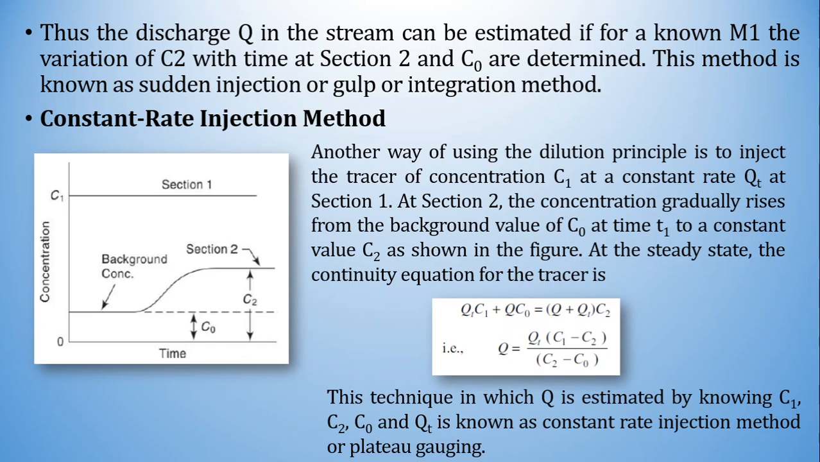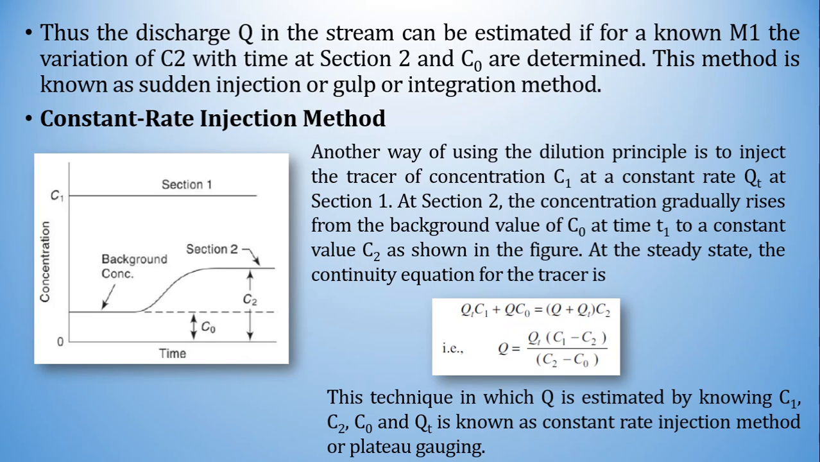Thus, the discharge Q in the stream can be estimated if, for a known M1, the variation of C2 with time at section 2 and C0 are determined. This method is known as the sudden injection, gulp, or integration method. Then we will see the second method, that is the constant rate injection method. Here you can see the schematic diagram, which has concentration on the y-axis and time on the x-axis.